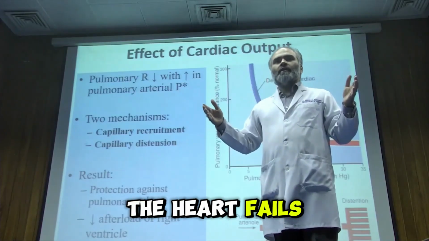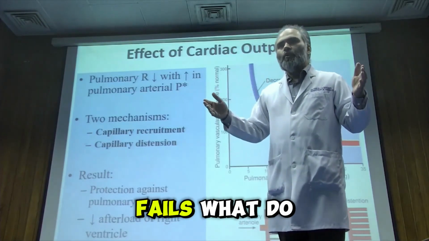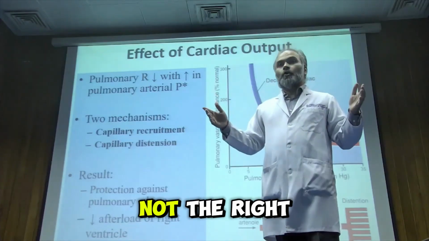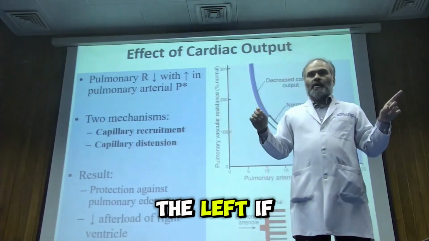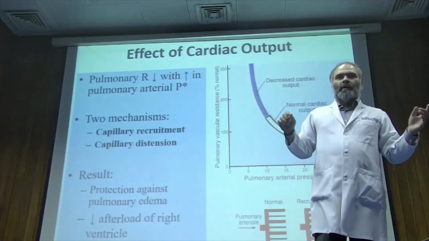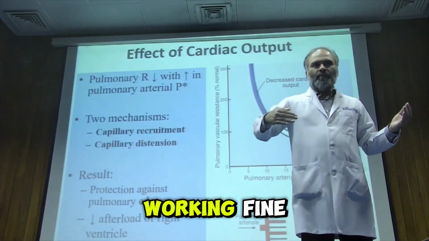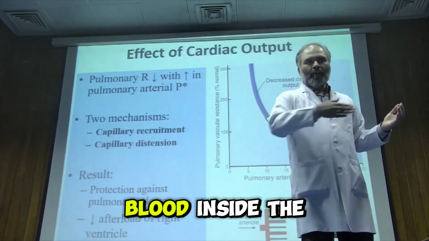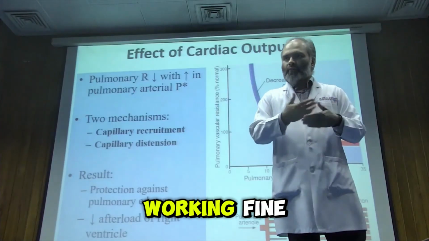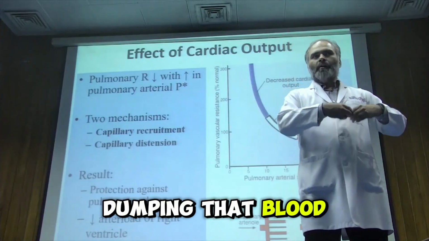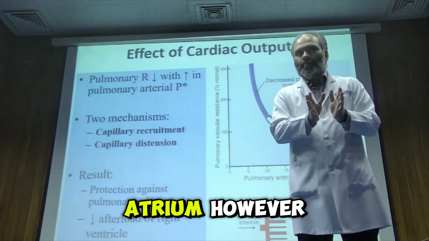If the left heart fails, what do you think would happen? Not the right, the left. If the left heart is failing, the right side is working fine. So the right side is pumping blood inside the lung. The lung is working fine. The lung is dumping that blood into the left atrium.